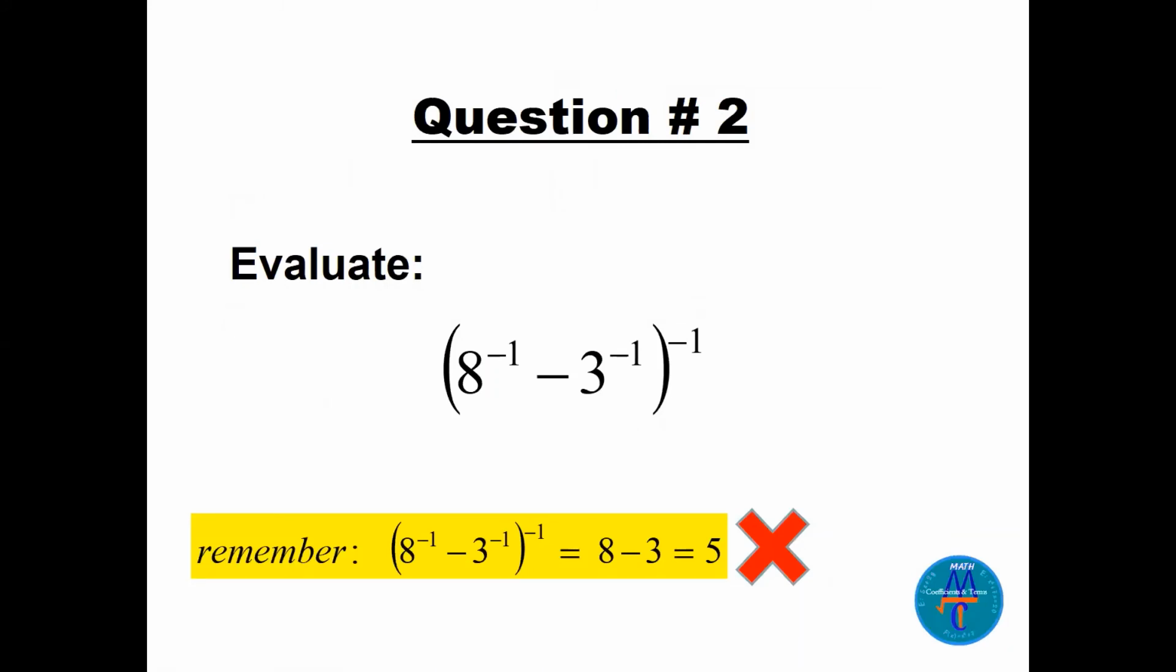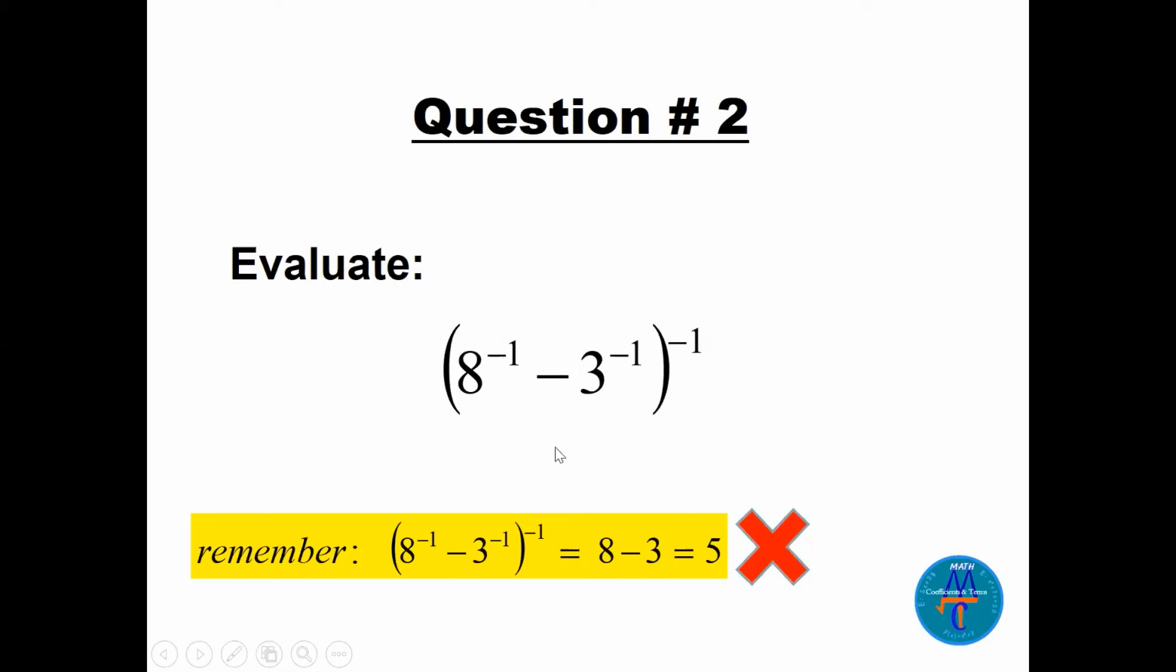Find the value of 8 to the power minus 1 minus 3 to the power minus 1, all to the power minus 1. Remember, if you try to think in this method, 8 to the power minus 1, you write 8, and then minus 3 minus 1, you write 3, 5. That's completely wrong. The method is wrong, the answer is wrong. Try to think of another way. You have to simplify inside the bracket first. You can take a little time, please, here, and try to find the answer.